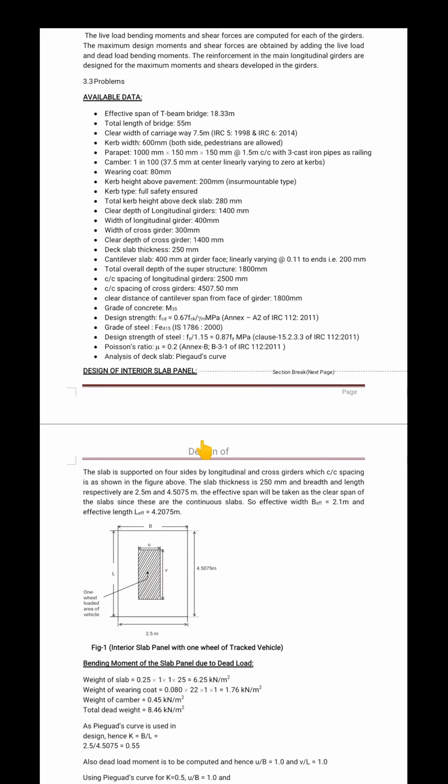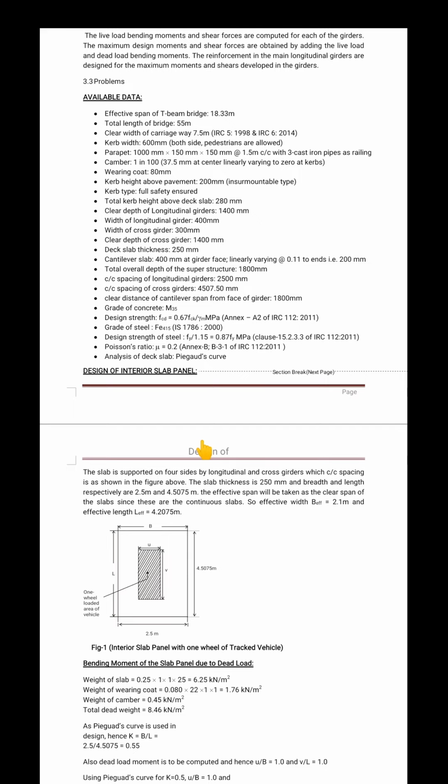The curb height above the pavement is 200 mm. Curb type: full safety ensured. Total curb height above the deck slab is 280 mm. Clear depth of longitudinal girders is 1400 mm. Same, the cross girder is also 1400 mm.